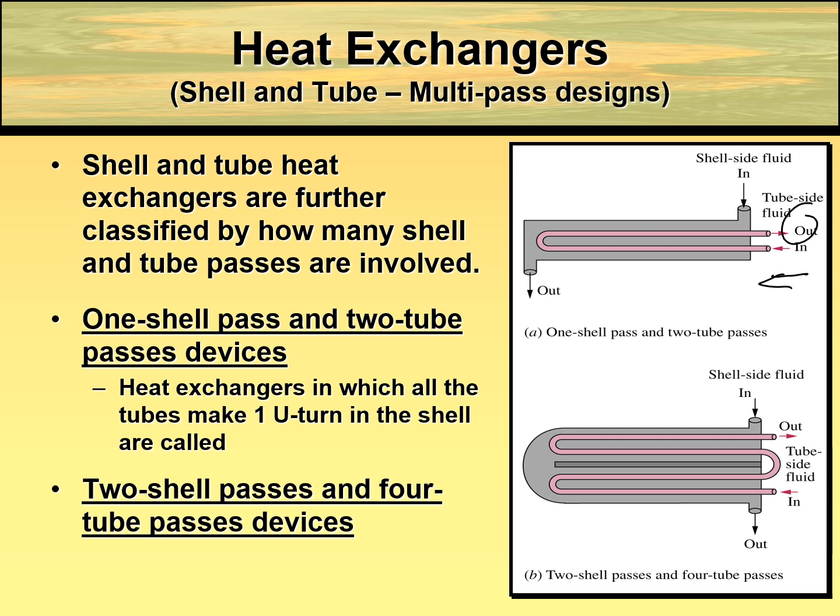So shell and tube exchangers are further classified by how many shell and tube passes are involved. For example, it can be a single shell with two tube passes, or it can be a two shell and four tube passes. Okay.